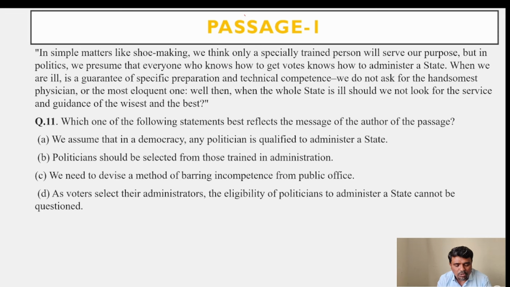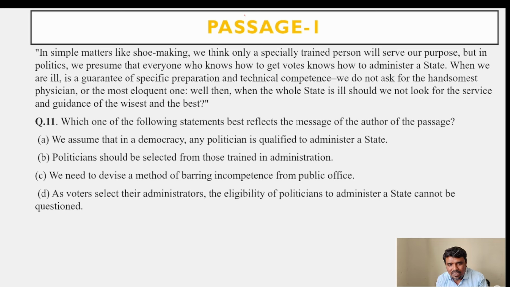In simple matters like shoemaking, we think only a specially trained person will serve our purpose. But in politics, we presume that everyone who knows how to get votes knows how to administer a state. When we are ill, we ask for a guarantee of specific preparation and technical competence. We do not ask for the handsomest physician or the most eloquent one. Well then, when the whole state is ill, should we not look for the service and guidance of the wisest and the best? What's the main idea of the passage?